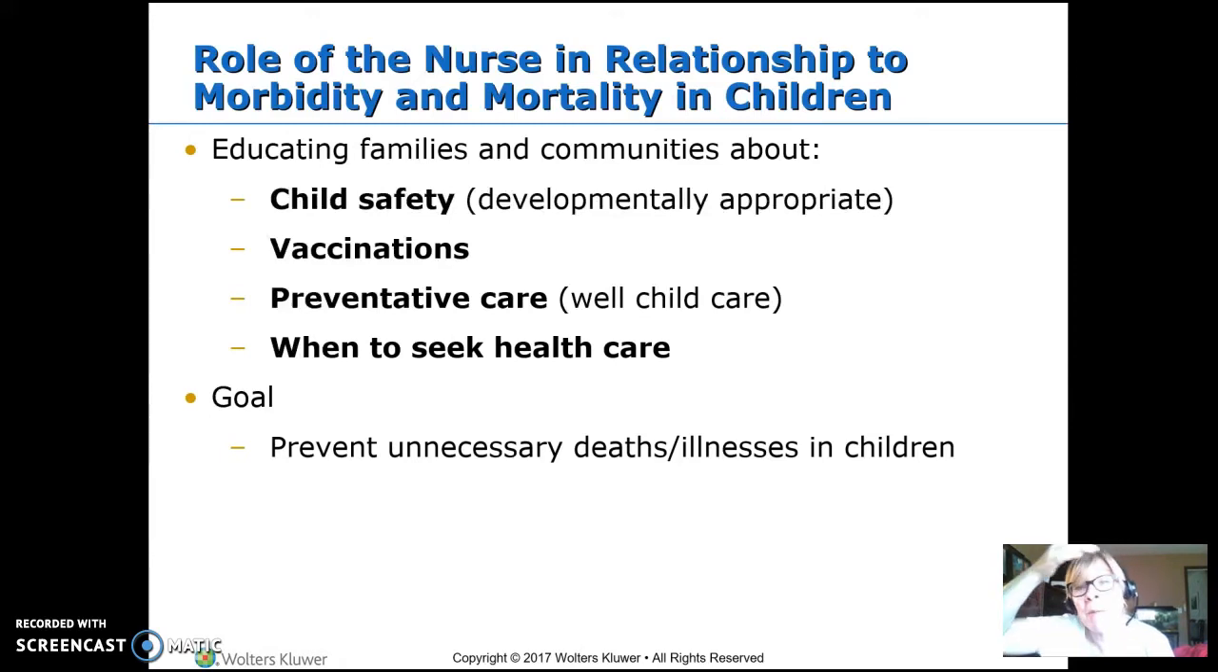And teaching families when they should go to the hospital. Any infant under 3 months with a fever should go straight to the emergency department.